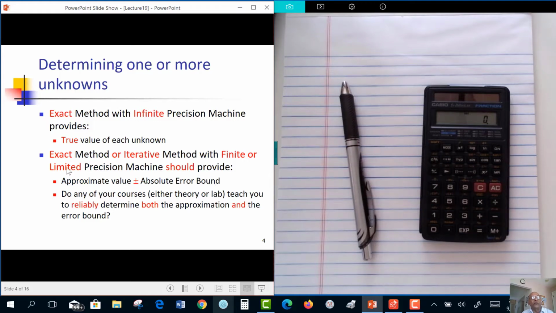So notice in this course throughout, whenever we have made an approximation, we have always been able to bound the error. Now think about, do any of your courses, either theory or lab, teach you to reliably determine both the approximation and the error bound? Think about it.